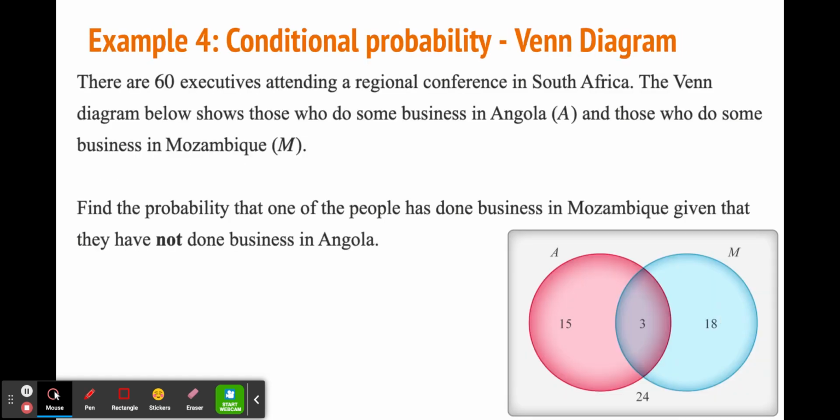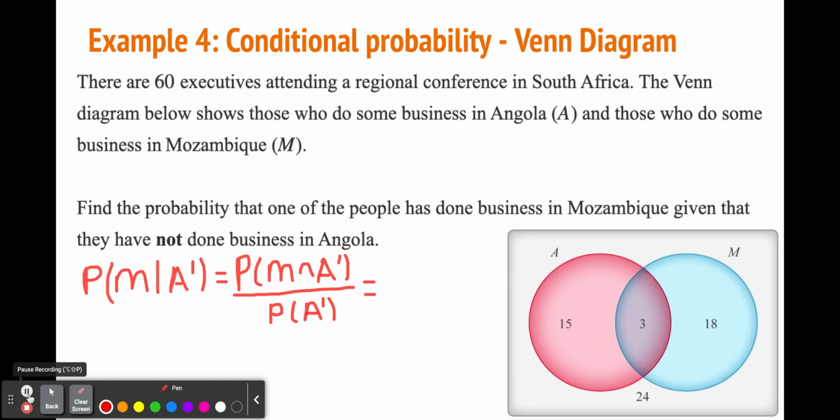The first example is, there are 60 executives attending a regional conference in South Africa. The Venn diagram below shows those who do some business in Angola or those who are in Mozambique. Find the probability that one of the people has done business in Mozambique, given that they have not done business in Angola. So first, let's use the formula in order to do this, and then we'll just use our Venn diagram.